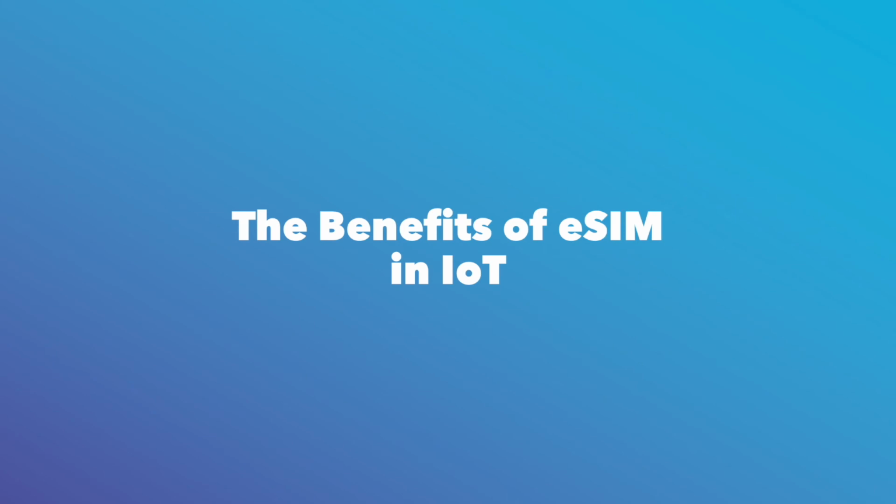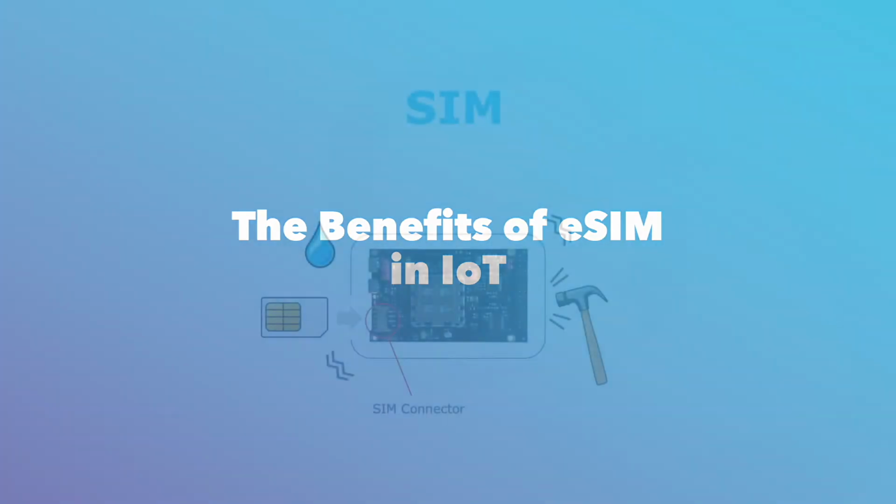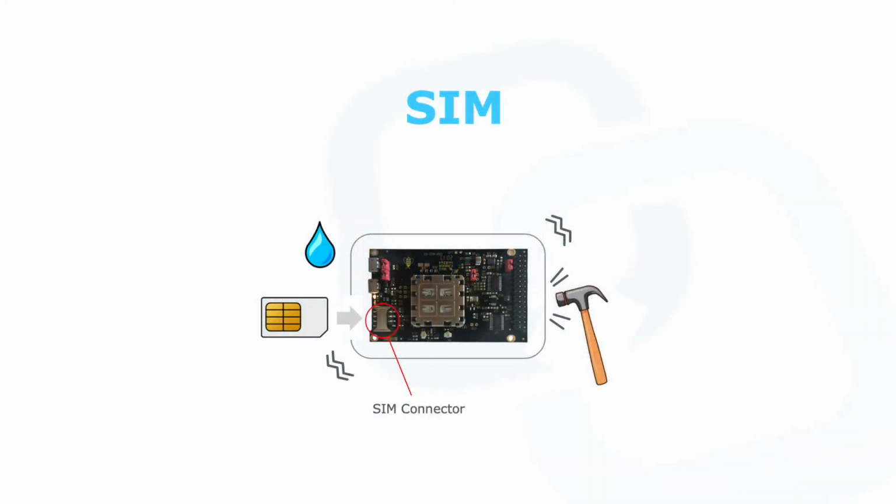Let's have a look now at some of the benefits of eSIM in the IoT market. What you see here is a typical wireless module that would be installed in a whole variety of IoT devices, including utility meters, shipping containers, vending machines, and medical equipment, and so on. Circled in red, you can see the connector where a physical SIM card would be attached, allowing the wireless module to connect to a mobile network.